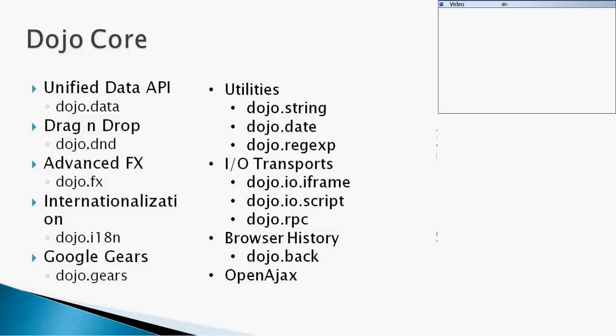Whenever you want to use any of this, simply say dojo.require, for example, dojo.io.iframe, and then you can use them. Okay.